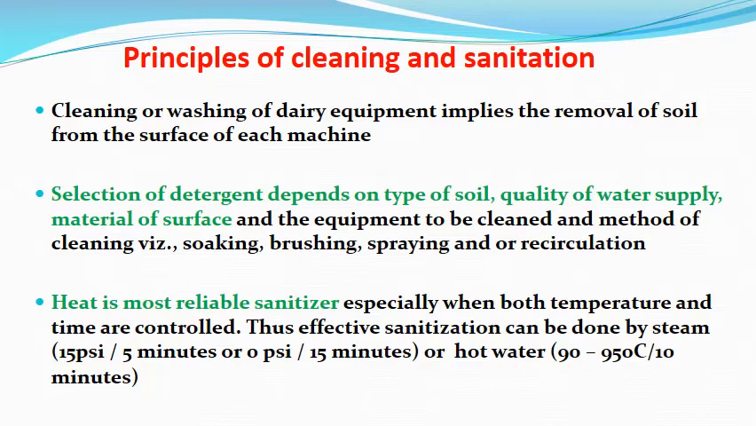Heat is the most reliable sanitizer, especially when both temperature and time are controlled. So for sanitation, heat is the most suitable. Otherwise, we can go for chemicals, of course. Thus, effective sanitization can be done by steam with 15 pound pressure for 5 minutes, or zero pressure for 15 minutes, or with hot water at 20 to 95 degrees Celsius for 10 minutes. So this is the basic principle for cleaning and sanitation, or for their success.